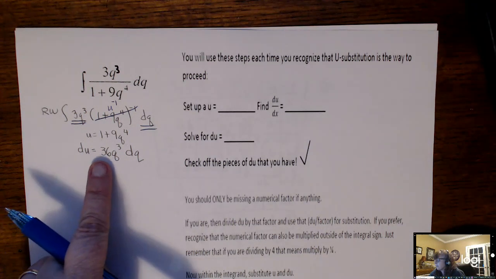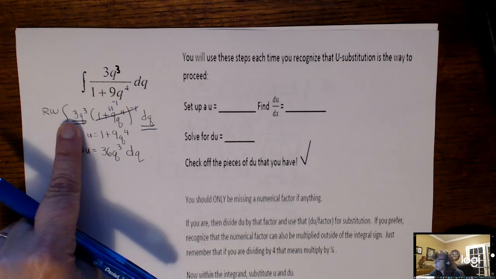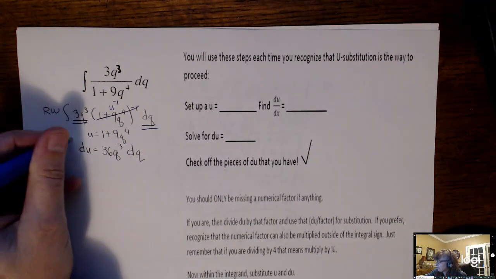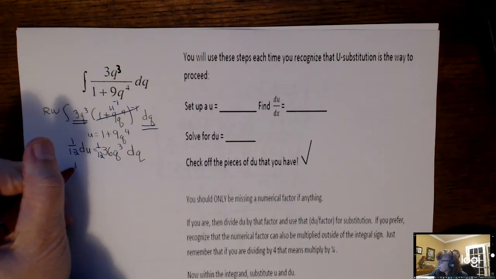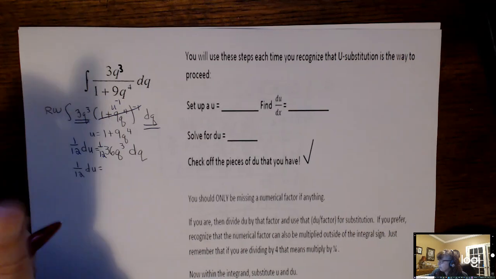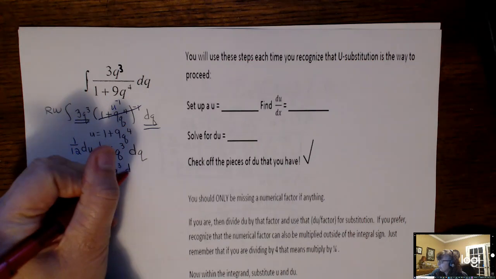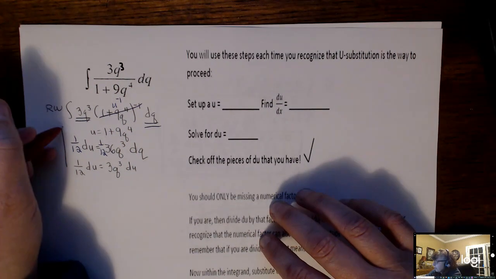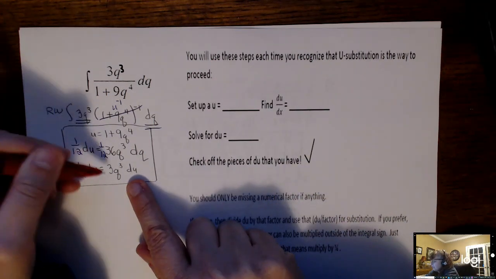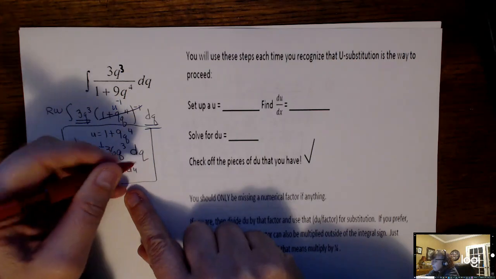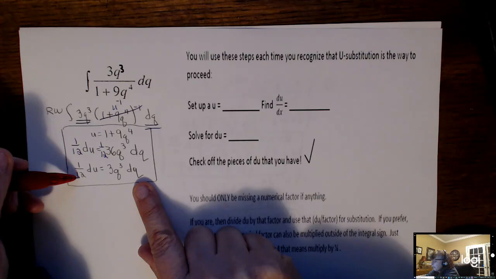I have 36q cubed dq. So if I divide 36 by 12, I will get 3. Dividing by 12 is the same thing as multiplying by 1/12, so that's what I'm going to do. So I have 1/12 du equals 1/12 times 36, which is 3q cubed dq. So now I can say, all right, I needed 3q cubed dq. I have it. 3q cubed dq is equal to 1/12 du.